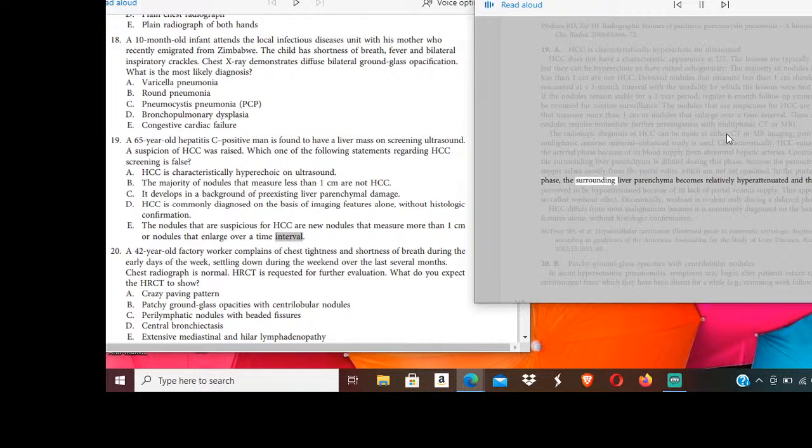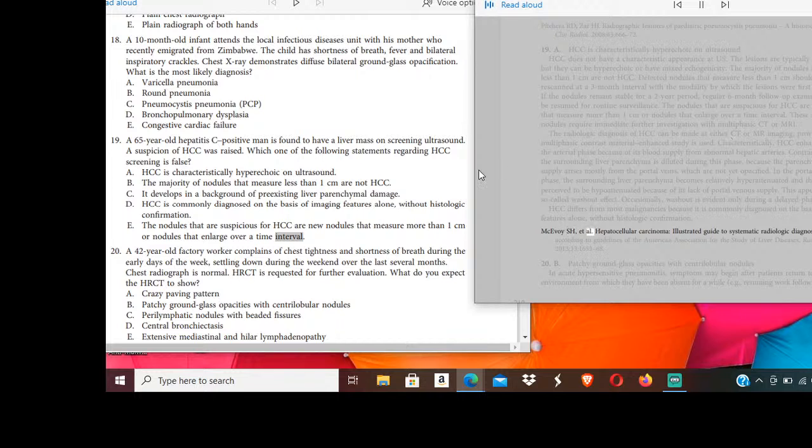In the portal venous phase, the surrounding liver parenchyma becomes relatively hyperattenuated, and the lesion is perceived to be hypoattenuated because of its lack of portal venous supply. This appearance is the so-called washout effect. Occasionally, washout is evident only during a delayed phase sequence. HCC differs from most malignancies because it is commonly diagnosed on the basis of imaging features alone, without histologic confirmation.